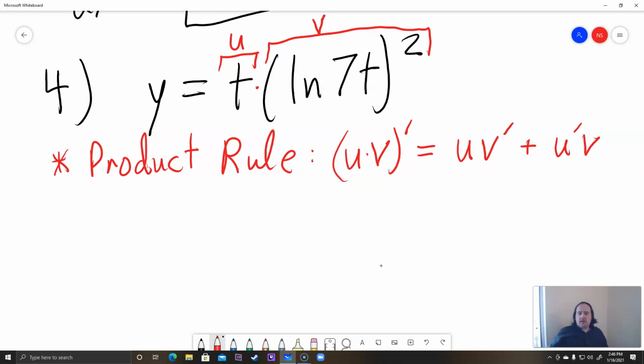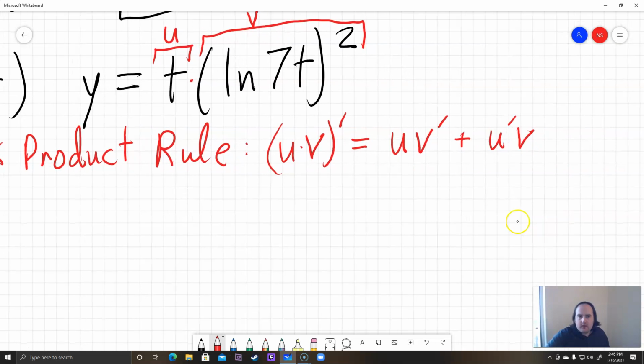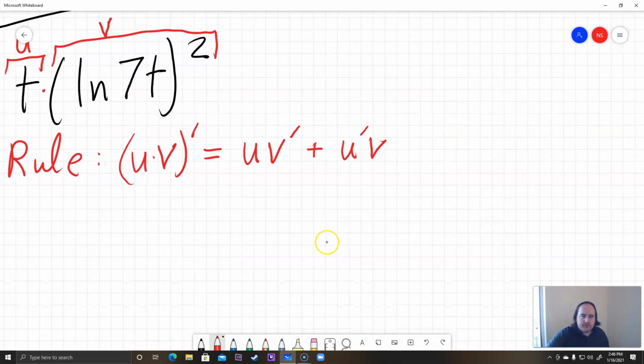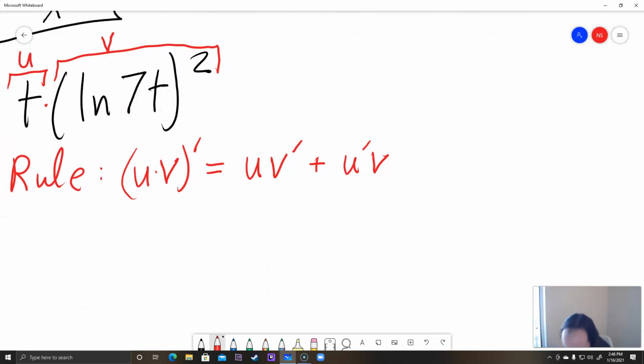So what's usually recommended is somewhere over on the side, you work out what u prime and v prime are, and then you plug them all in to the product rule. So we know that u is t, so that means u prime is just going to be 1, because remember, the derivative of your independent variable is just 1. Okay, so u prime is 1, that's easy. Now v prime is a bit harder. So over here, let's do v prime.